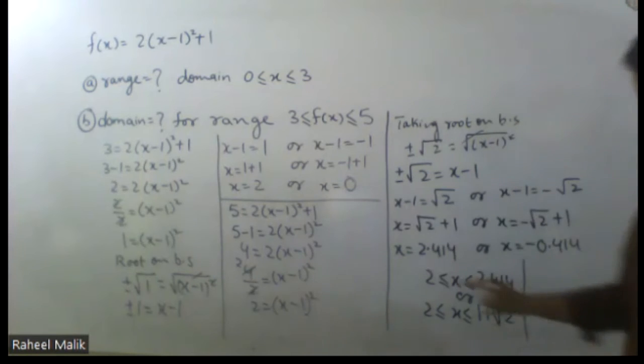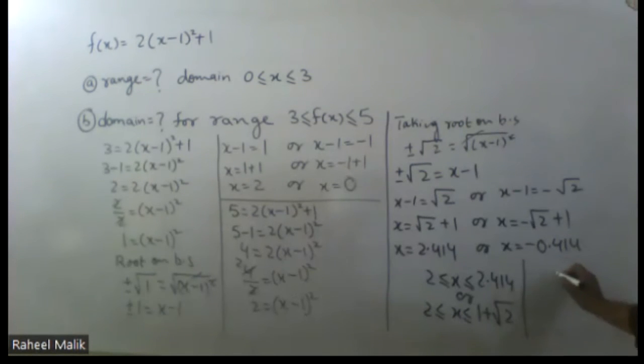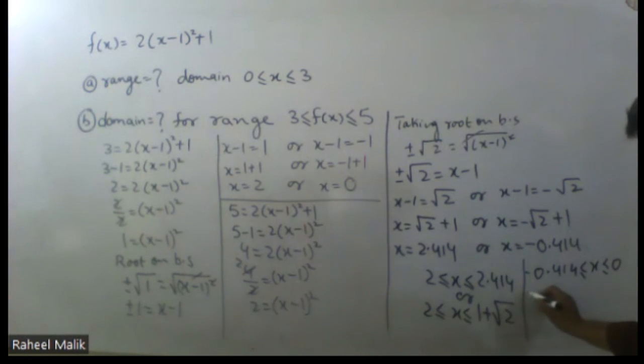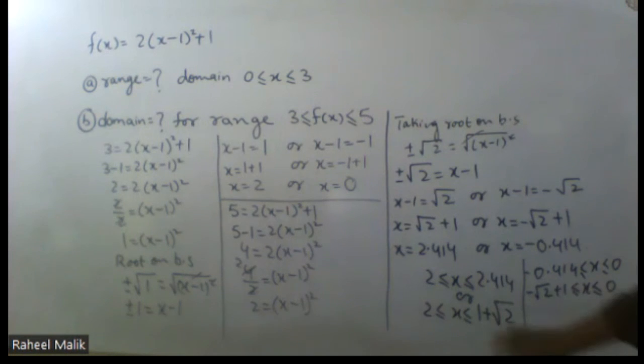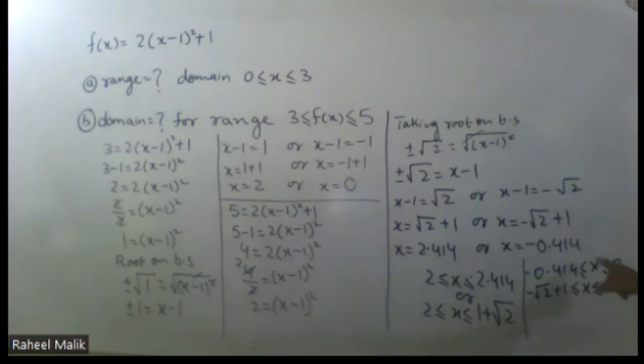And this is minus 0.414 and this is x equals 0. So from a negative value to 0, you will write it as minus 0.414 less than or equal to x less than or equal to 0. Either you will write it in this way, or minus under root 2 plus 1 less than or equal to x less than or equal to 0. Okay. So one set will be written in this form, any one of them, and one set will be written in this form, any one of them. This will be your result over here.